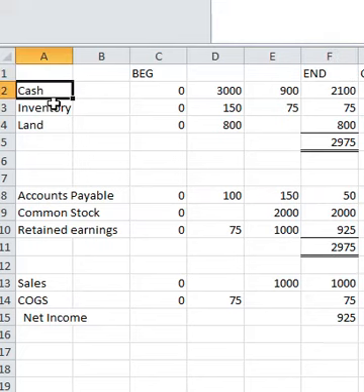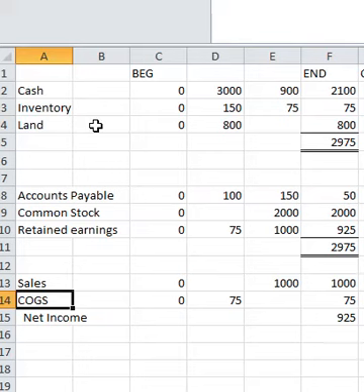Okay, we issued some stock that gave us some cash. We bought some land. We bought some inventory. We bought some inventory on credit. We sold whatever, and there's our cost of goods sold. So that's all we want to deal with.